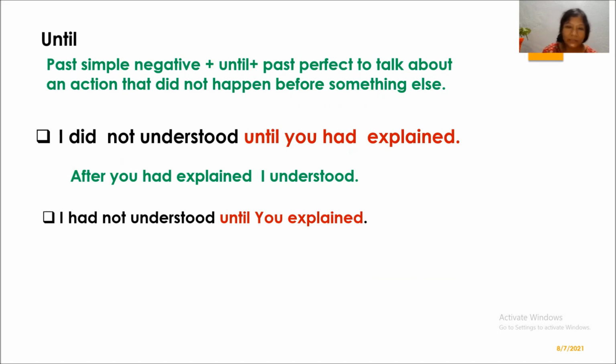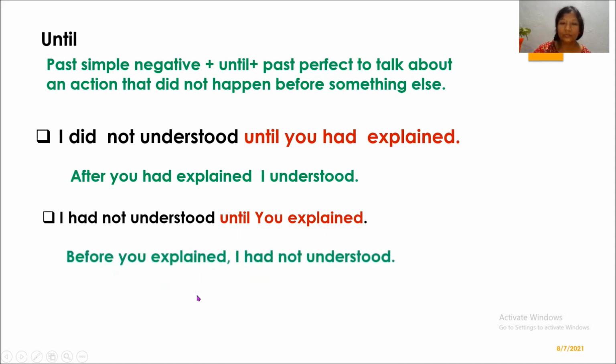This is not mathematics, where 2 plus 2 is 4. This is language. So according to the situation, according to the context, you can use until with past perfect and until with simple past, and the meaning is this here. I did not understand until you had explained. That means after you had explained, I understood. And I had not understood until you explained. This means I had not understood before you explained, right?